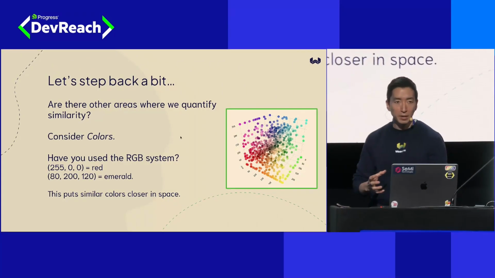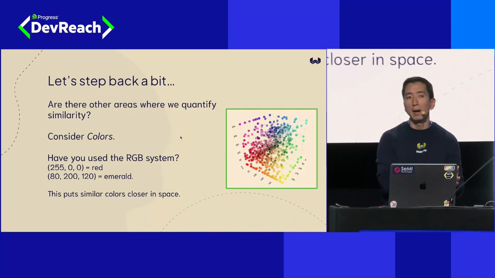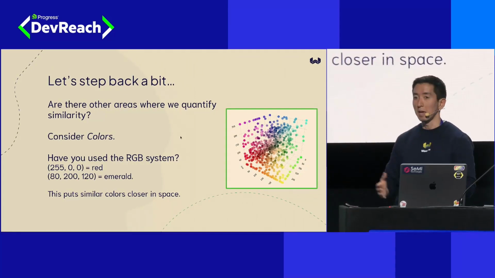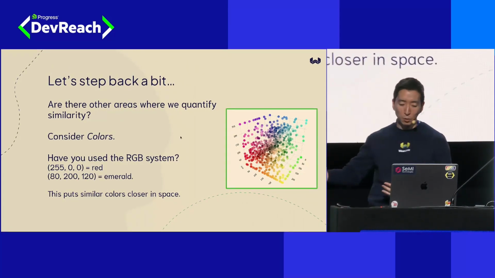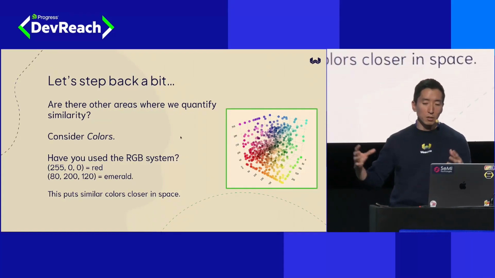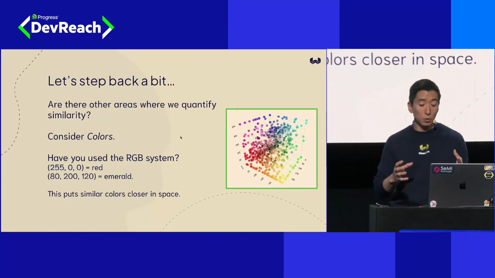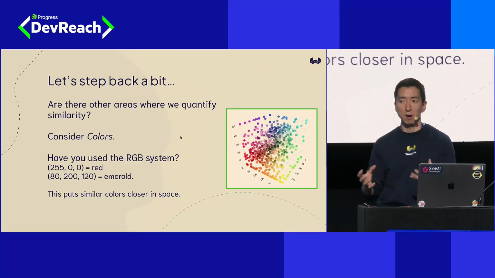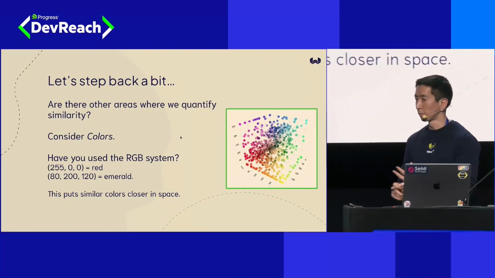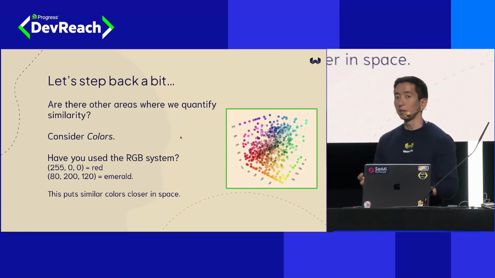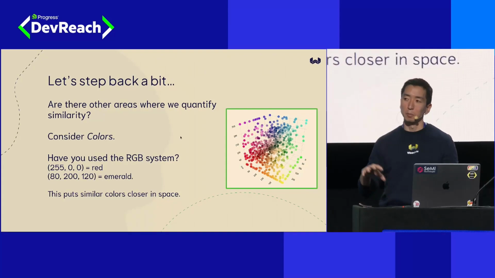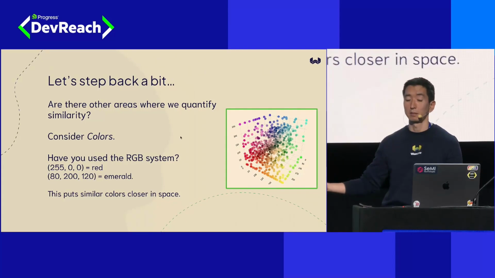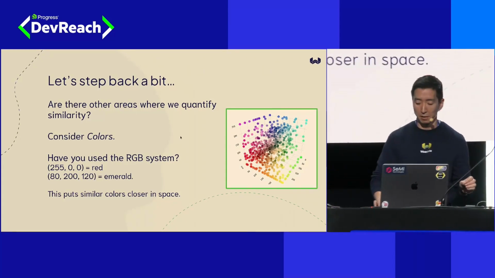But if you organized colors by just those numbers and plot them into 3D space like I've done here, a kind of cool thing happens. So the dots here are not organized by colors. They're organized by their red, green, and blue values. But what you end up getting is this 3D representation where similar colors end up closer together in space. So have a think about that.